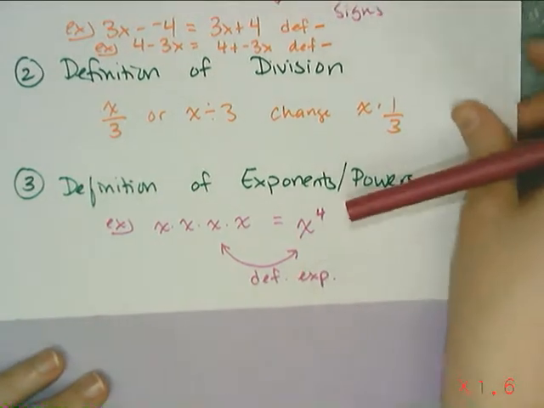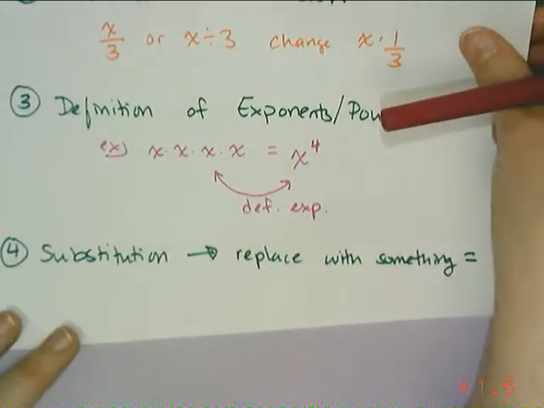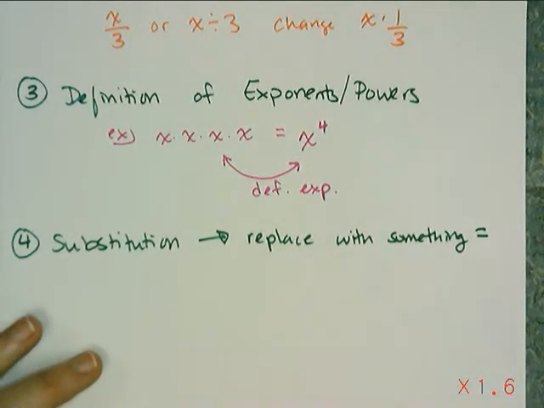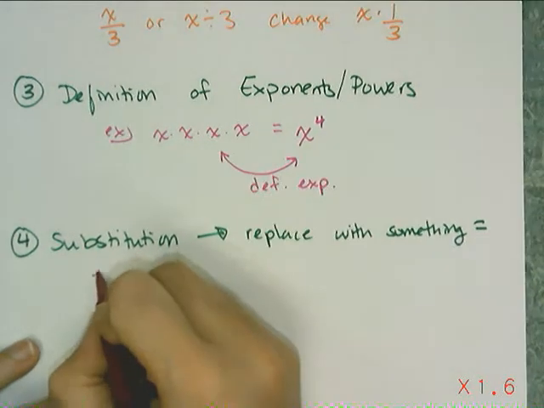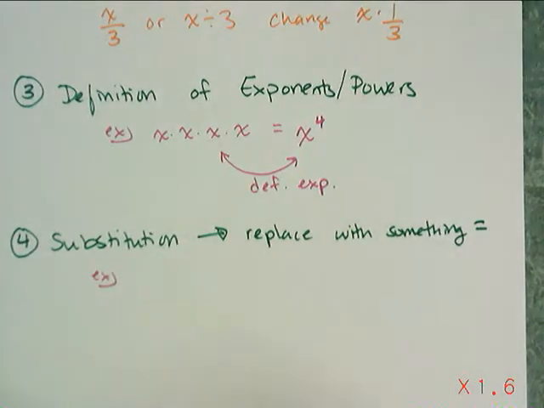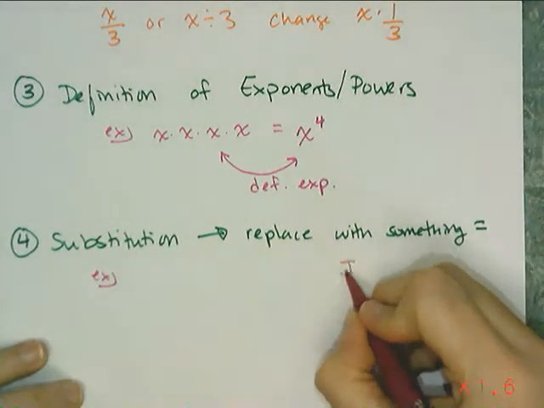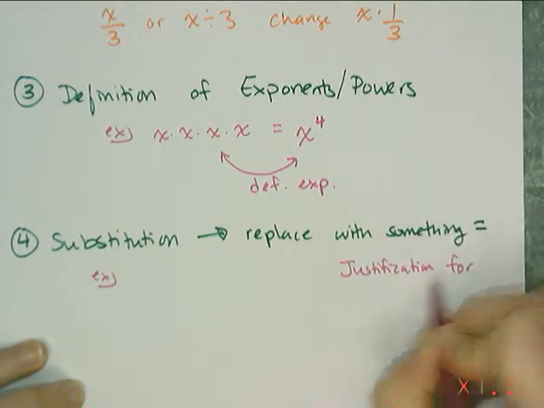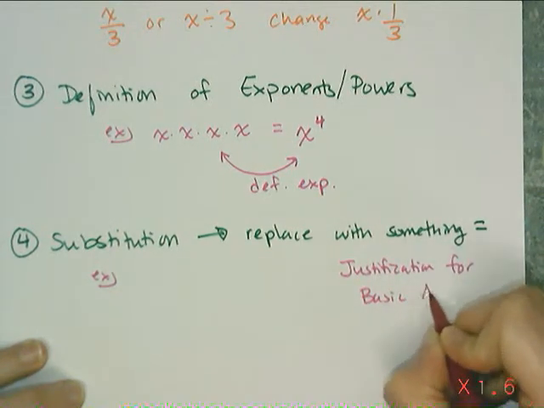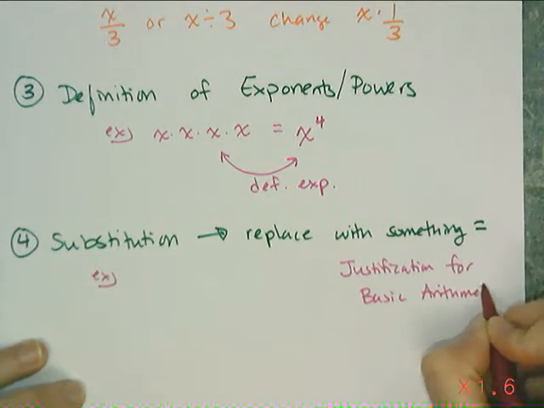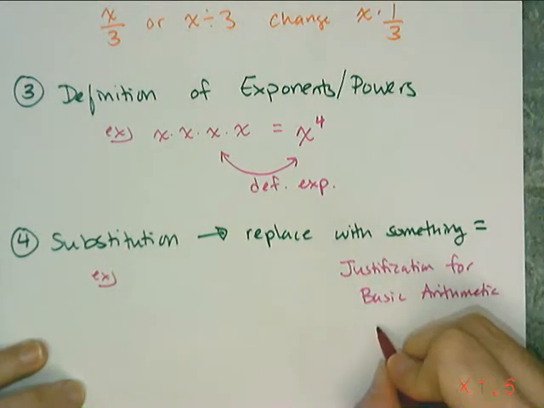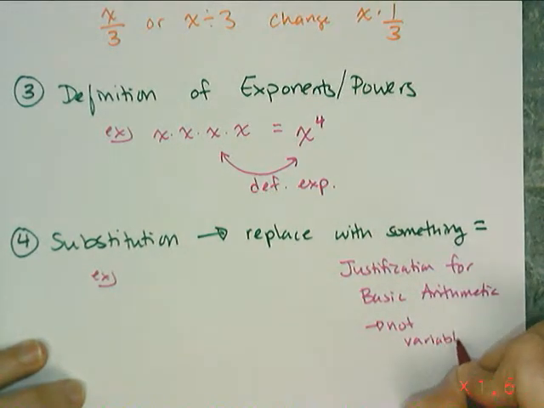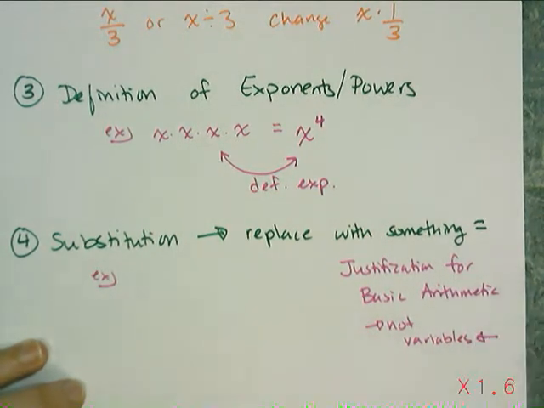Now the last definition we're going to look at is substitution. Substitution means to just replace something with something that's equal to it. And we're going to use this as a justification for arithmetic. So this is going to be the justification for basic arithmetic, like adding, subtracting, multiplying, dividing numbers. And this is not variables. We have other properties for dealing with variables.